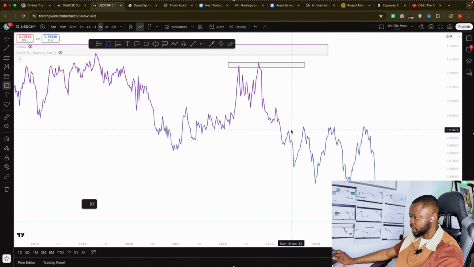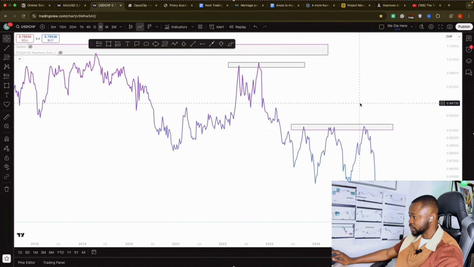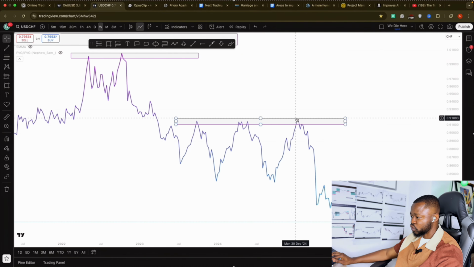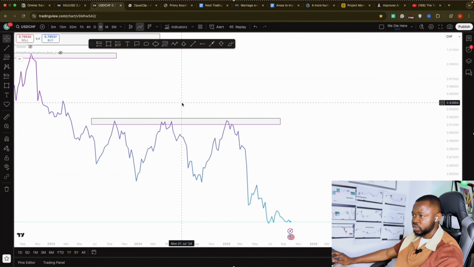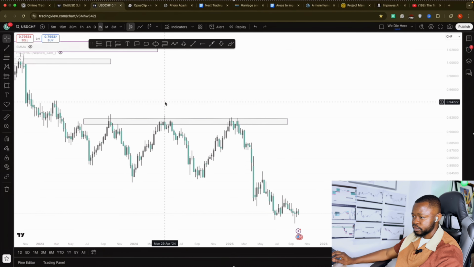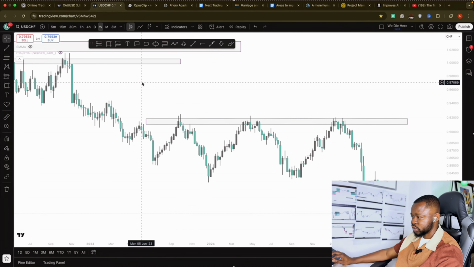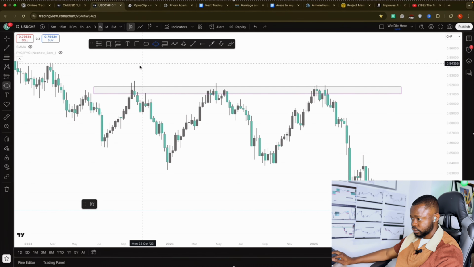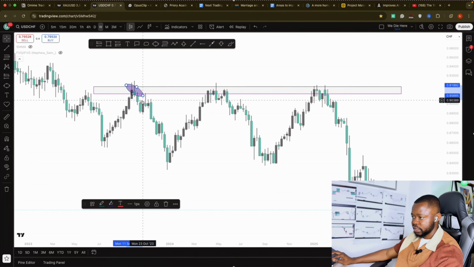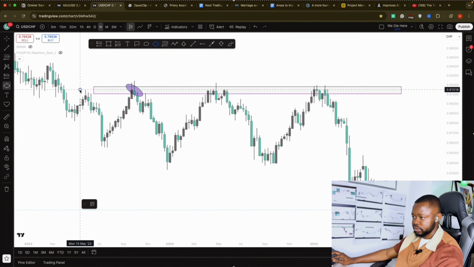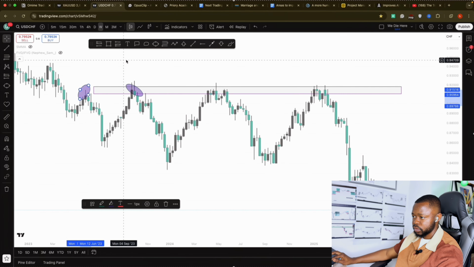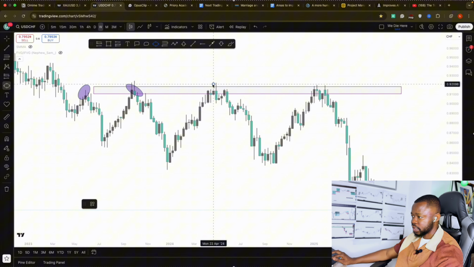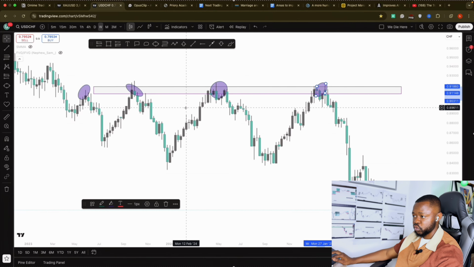You can see there's another level here because it is sitting really pretty. Now let's focus on this level. On this level, if you go on the candlestick charts, you can see how price respected here, respected here, respected here, and here, 4 times on a weekly time frame.